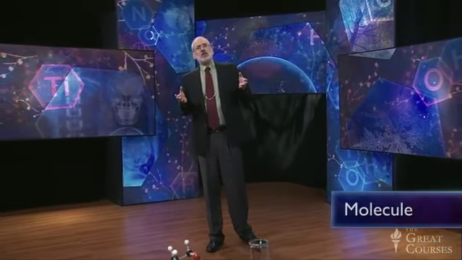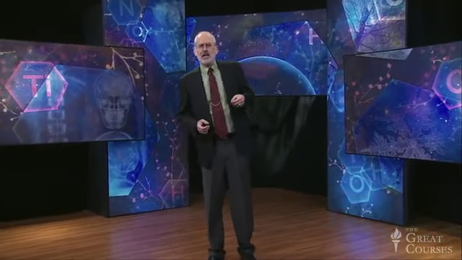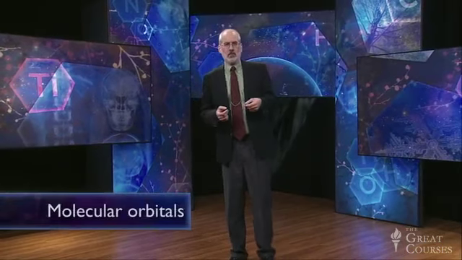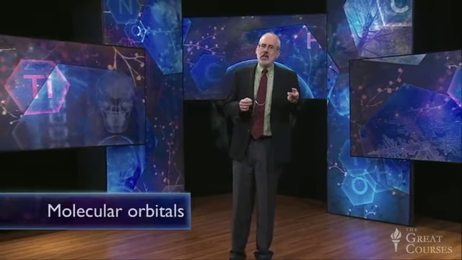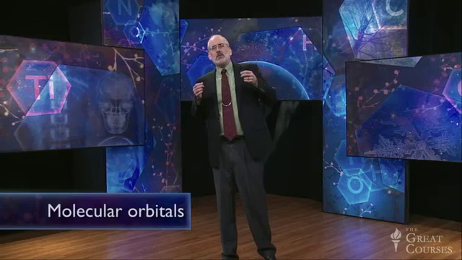Well, what about molecules? A molecule is 2 or more atoms connected together. So how are the electrons organized in molecules? Actually, they're organized in a way very similar to atoms, into orbitals, called molecular orbitals. In the case of molecules, though, the orbitals cover the entire molecule. They don't just stay on any one atom.